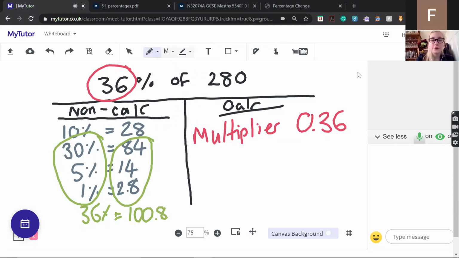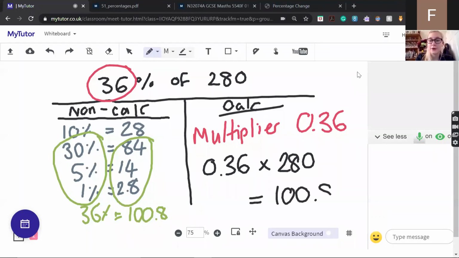So then all we do is 0.36 times 280. And we pop that into our calculator and we'll get 100.8. So that's obviously kind of a much easier method, but harder to do in your head. So hopefully those two methods make sense. Just shout if either of them don't.